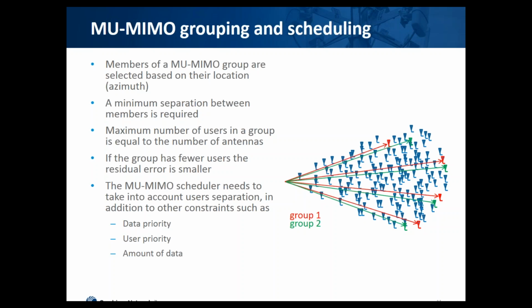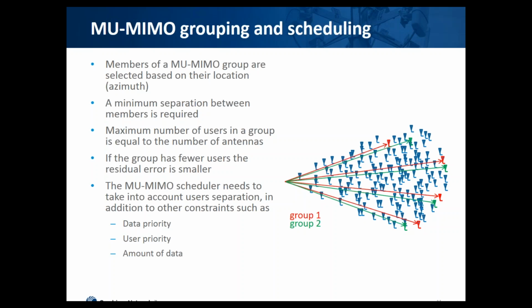However, if we see one of the red users and the green user next to it, these two could not be part of the same group, as they are too close and their beams would overlap. They have to be part of two different groups. Depending on parameters such as the number of antennas, the spacing of the antennas, the frequency used by the access point, there is a minimum separation that users need to have in order to be grouped.